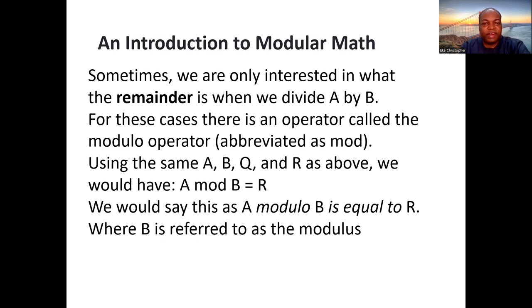Sometimes we are only interested in what the remainder is when we divide A by B. For these cases, there is an operator called the modulo operator, abbreviated as mod. Using the same A, B, Q, and R as above, we would have A mod B equals R. We would say this as A modulo B is equal to R, where B is referred to as the modulus.